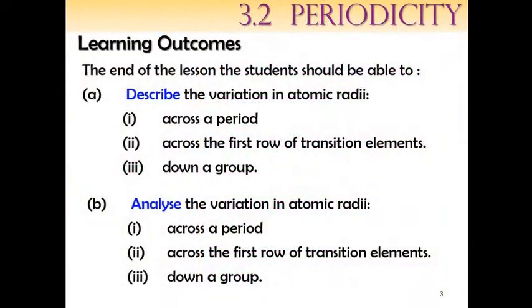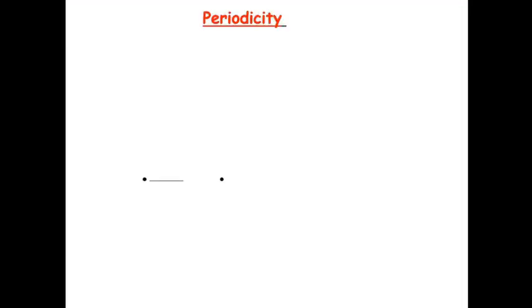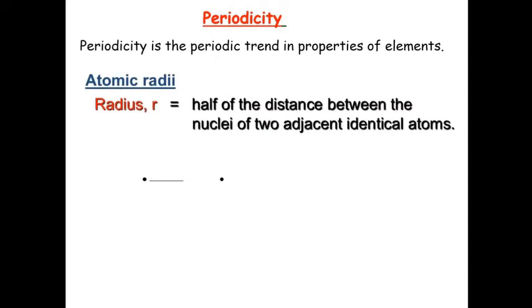The learning outcome for this subtopic is that at the end of the lesson, the student should be able to describe and analyze the variation in atomic radii across a period, across the first row of transition elements, and down a group. First, let's look at what is meant by periodicity. Periodicity is the periodic trend in properties of elements.